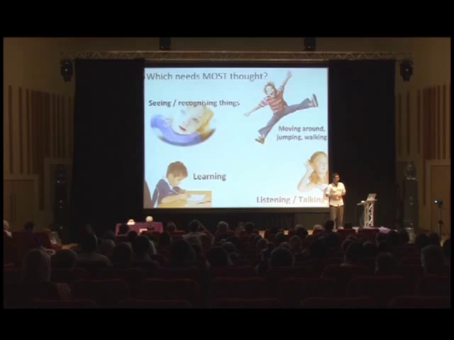So, but what about all the different things you can do? You can do a lot of stuff. So you can see things. You're amazing. I told you earlier on, you can see things, you can recognize things, you can move around, you can learn, and you can listen, talk, and communicate. You can do some pretty impressive things. So which one of these needs the most thought?